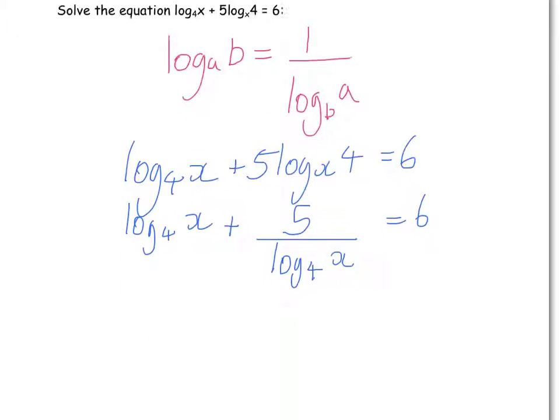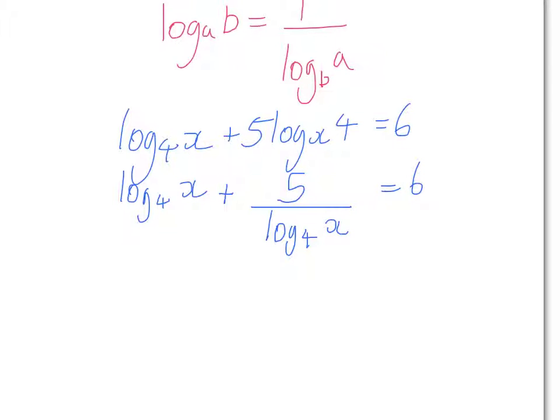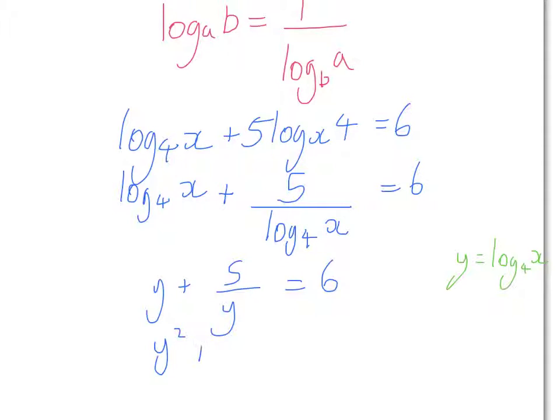Now in this current form, this looks like quite a difficult question to answer, but just to simplify it for us, we're going to set y equal to log to the base 4 of x, and then once we've found our solutions for y, we'll put log to the base 4 of x back in. So I'm going to rewrite our question as y plus 5 over y equals 6. What we want to do is multiply through by y to eliminate the y on the bottom of 5 over y. So y times y is y squared, plus 5, is equal to 6y.